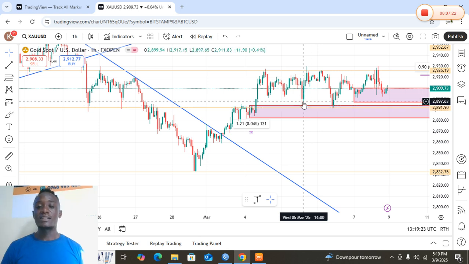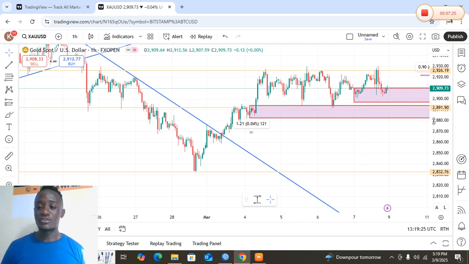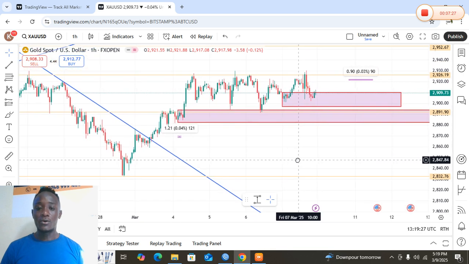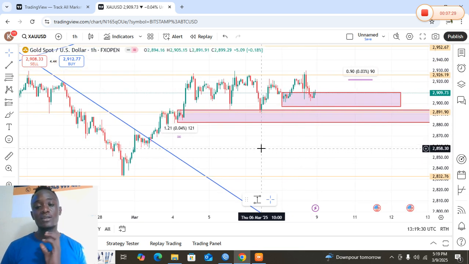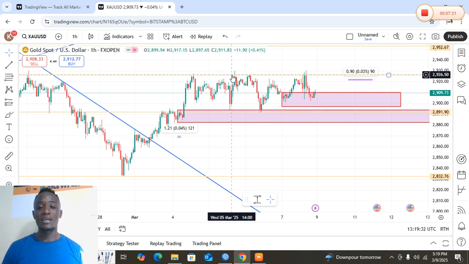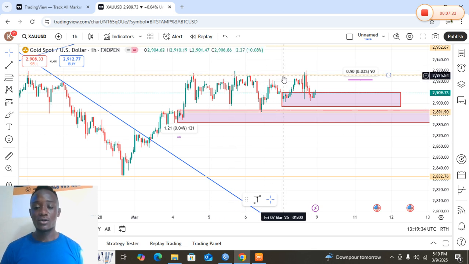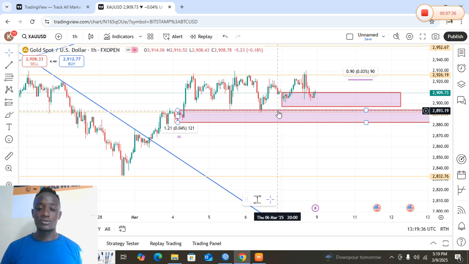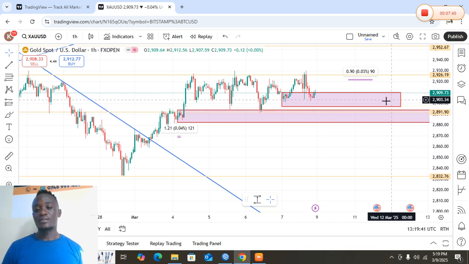So since the market has been retracing the whole week, we won't be executing any order until the market passes either the resistance zone or the support zone. So we have to be patient and wait until it passes that zone.